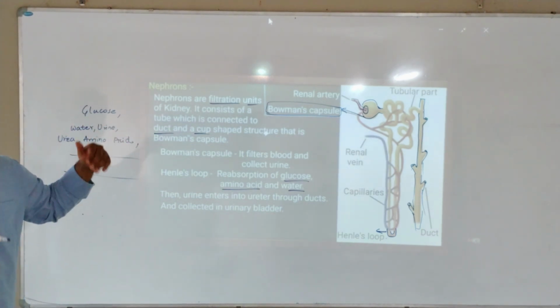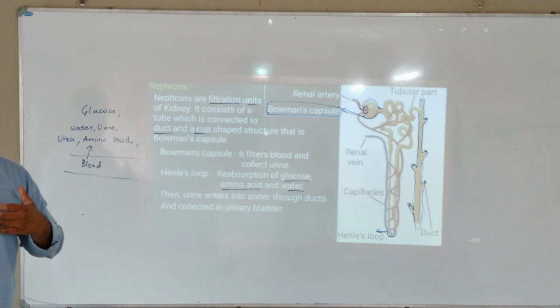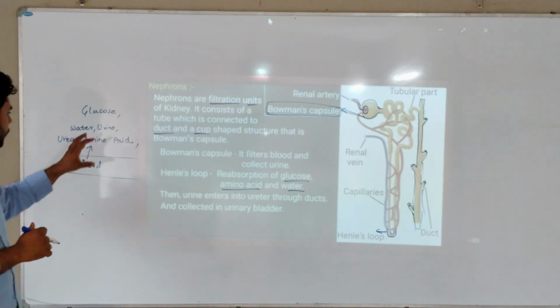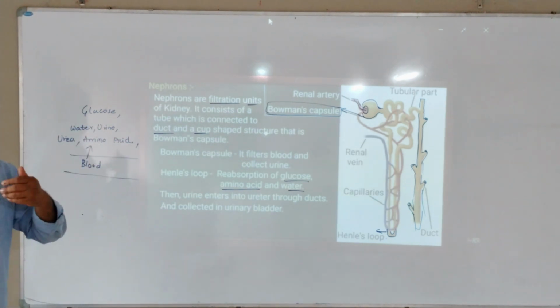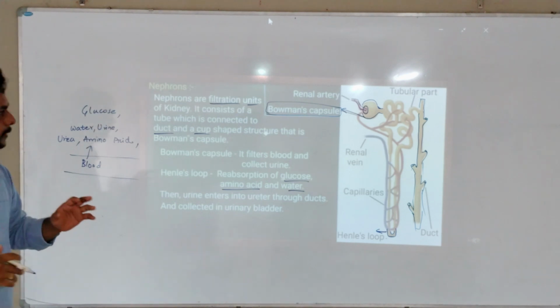These are important: glucose, water, amino acid. Water should stay in our body. 70% of our body is made up of water. Correct? So important things it should absorb, and only the waste should be let go outside. So what will it do?